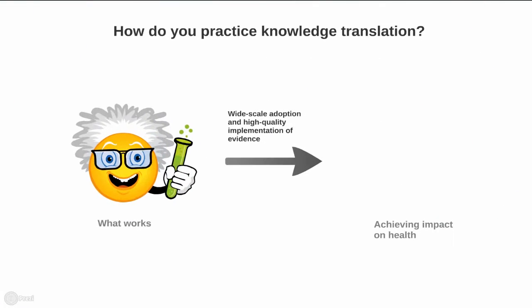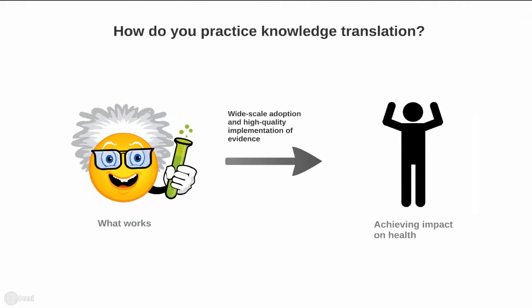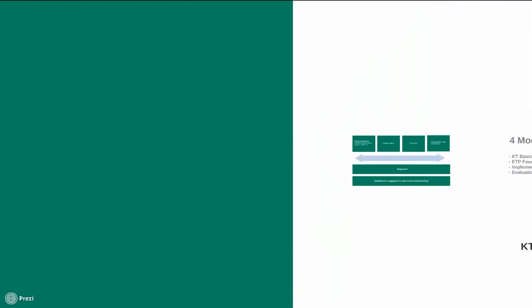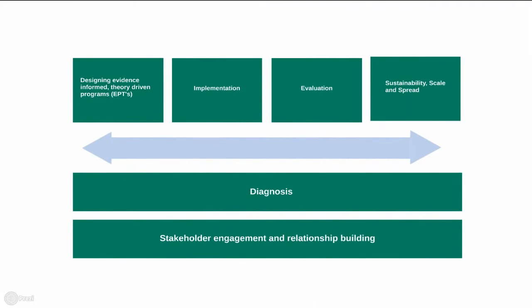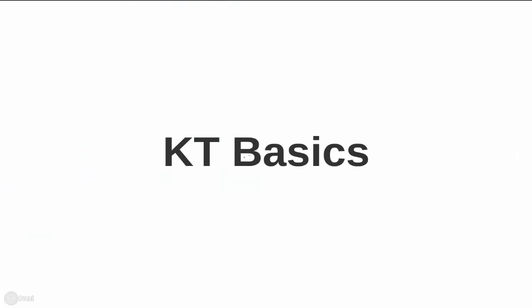Knowing how to practice KT means understanding evidence, the science of implementing evidence, and applying this to your own work to impact health outcomes. The core competencies of KT practice focus on skills related to program development, implementation, evaluation, sustainability, and stakeholder engagement. The Practicing KT course instructs participants on each of these competency areas across 4 modules.